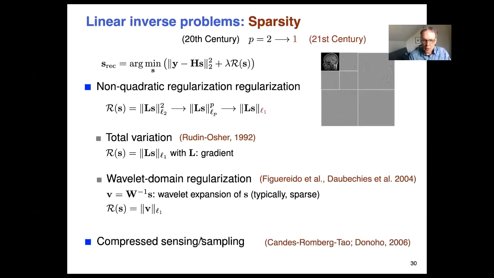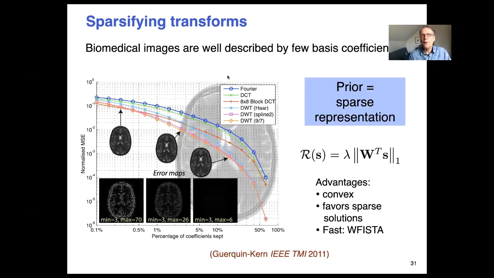And then came the theory of compressed sampling by Donoho, Candes, etc. So that had a huge impact during the past decade. Now, sparsifying transforms: what I said is that images are well described by a few basis coefficients. And this is even an experiment we did quite some years ago in the lab, where we were looking at MRI images and keeping more or fewer coefficients.